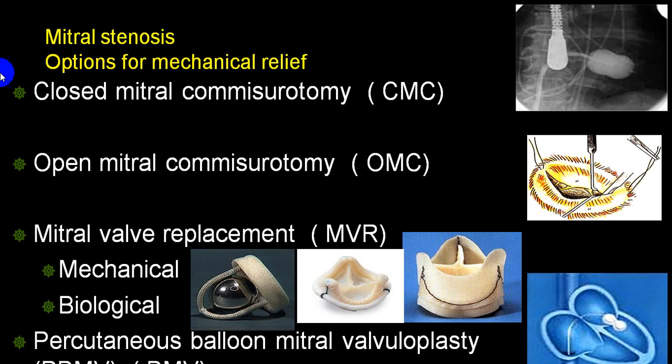These are the different types of valve which are being utilized. This is a balloon valvotomy or valvuloplasty. Also they used to call commissurotomy. So some people use the word commissurotomy or valvuloplasty. And when you replace the valve, it is called MVR, mitral valve replacement. This was mechanical valve. Now they are being replaced by biological or bioprosthetic valves. These are now bioprosthetic valves which are being utilized. And this is percutaneous balloon mitral valvuloplasty.